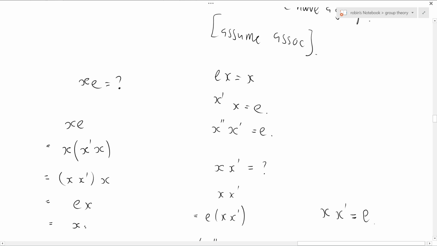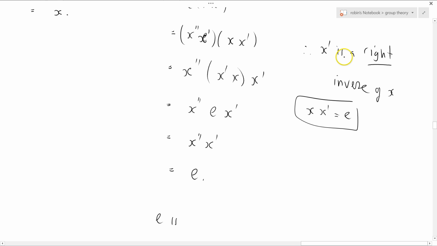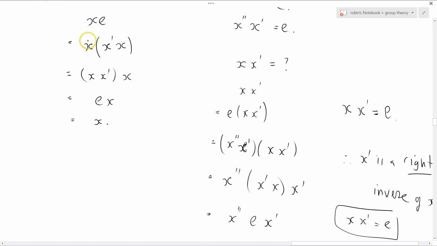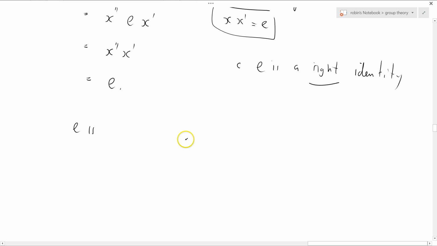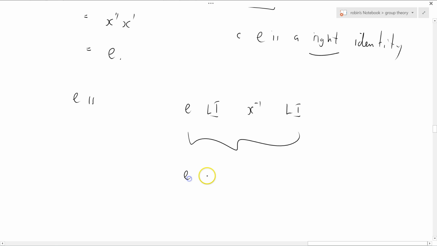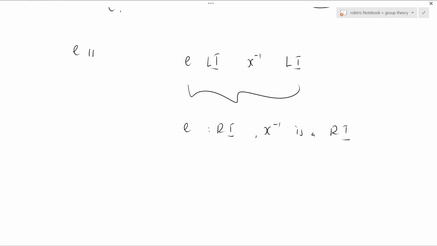So what we've established is that first of all x dash is a right inverse of x, and secondly that E is a right identity. So in other words, E is a left identity and x minus 1 a left inverse together imply with associativity that E is a right identity and x minus 1 is a right inverse, and therefore if the operation is closed and associative then we have a group.